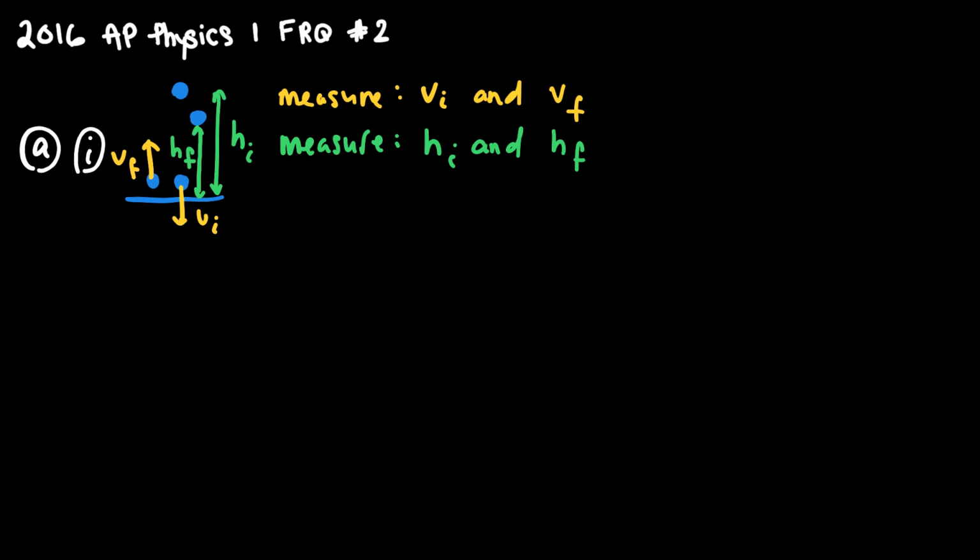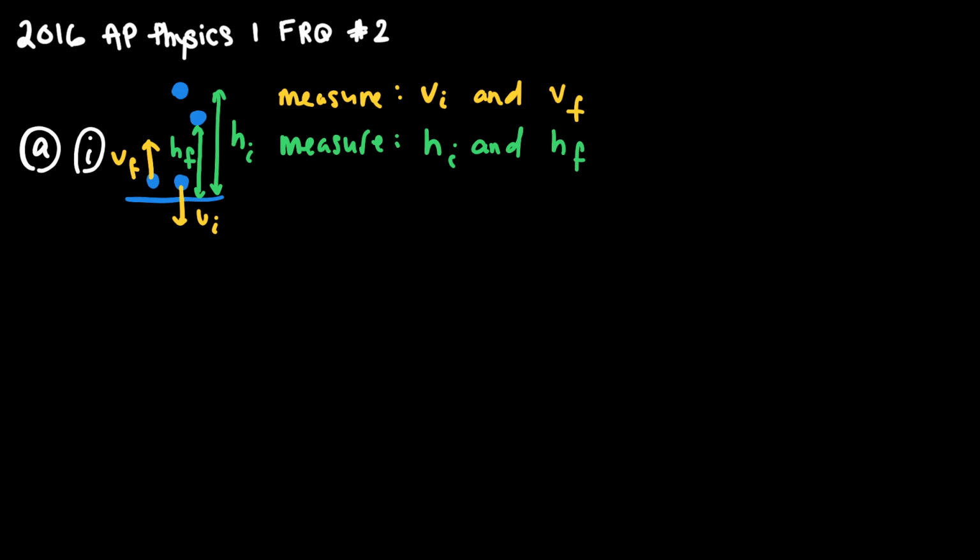If we expect the collisions to be perfectly elastic, then in the first case, where I'm measuring the two speeds, those speeds should be the same. And in the second case, if I'm expecting the collisions to be perfectly elastic, we should expect the two heights to be the same. If the heights change, for example, if h final is less than h initial, then we're losing some energy to the ground, which means that energy is not conserved.